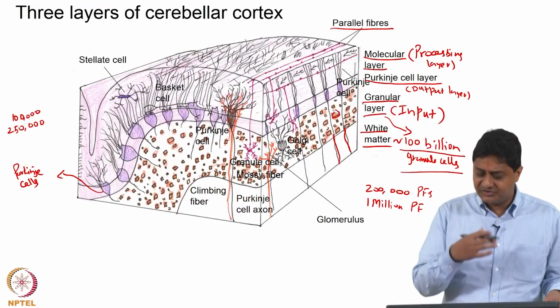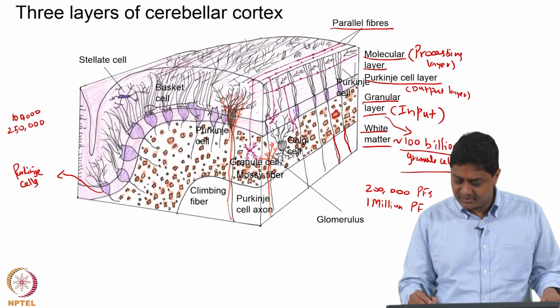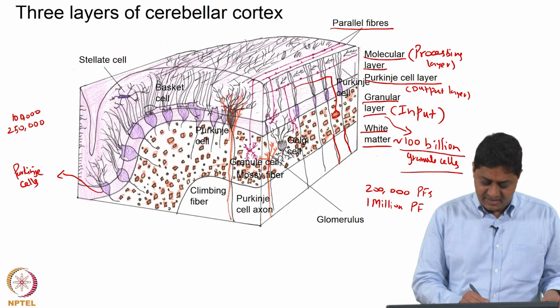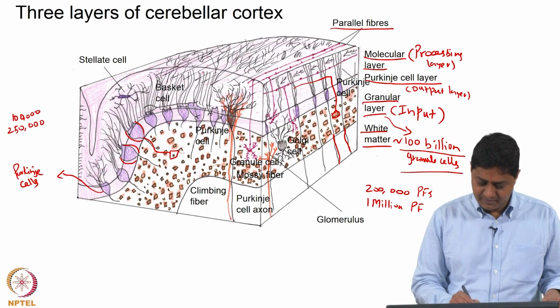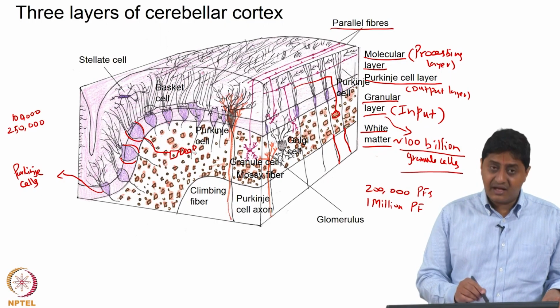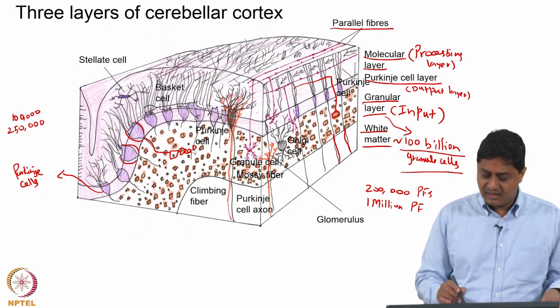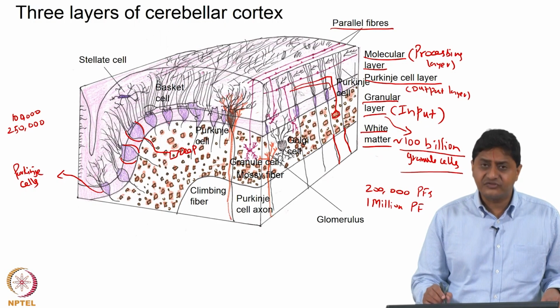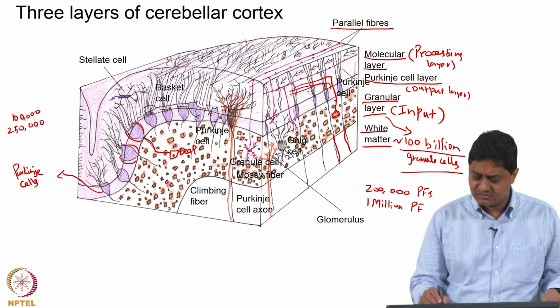This input proceeds further to other layers via the granule cells and its parallel fibers. The Purkinje cell layer contains the cell bodies of the Purkinje cells, whereas their axons project to the deep nuclei, and their dendrites are in the molecular layer, and these dendrites are contacted by hundreds of thousands of parallel fibers.